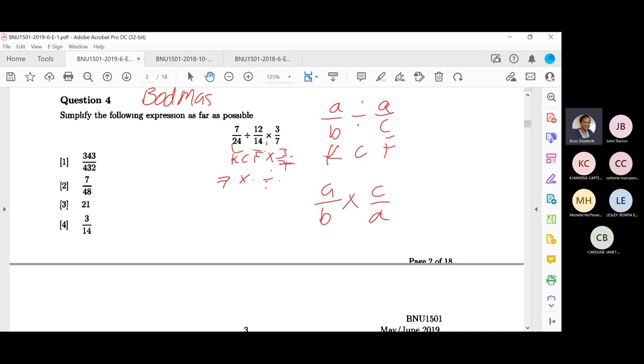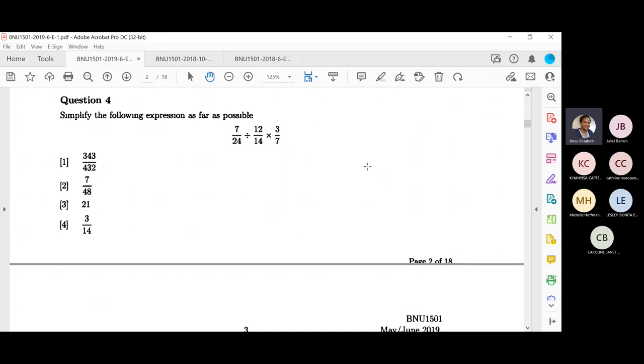So let's work through this exercise, and then we will find more exercises that you need to do yourself. Simplify the following expression as far as possible. As far as possible means until the fractions cannot be simplified. Therefore, if you can still divide by a certain number, you simplify that. Okay, so let's do this one activity.